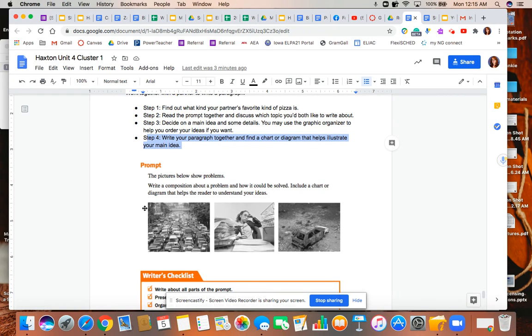So let's read the prompt together. The prompt says, the pictures below show problems. You will write a composition. Okay, a composition is just a short piece of writing. You will write a composition about a problem and how it could be solved. Include a chart or a diagram that helps the reader to understand your ideas.